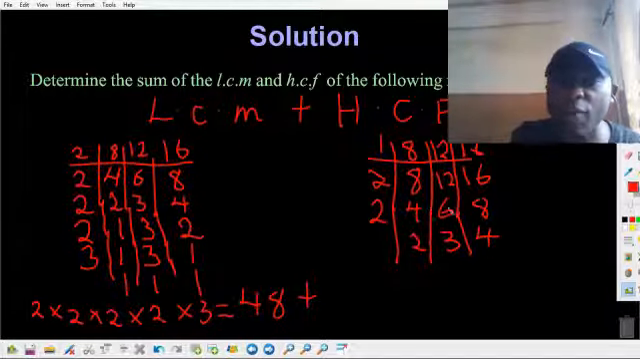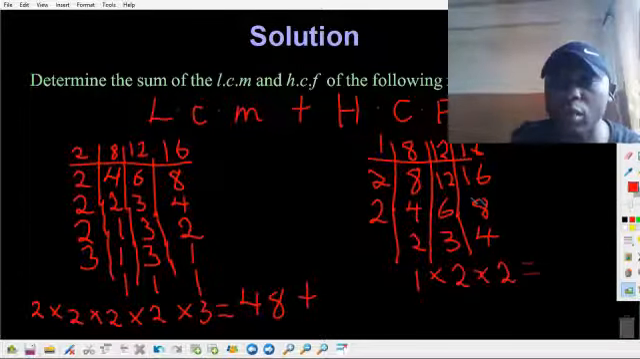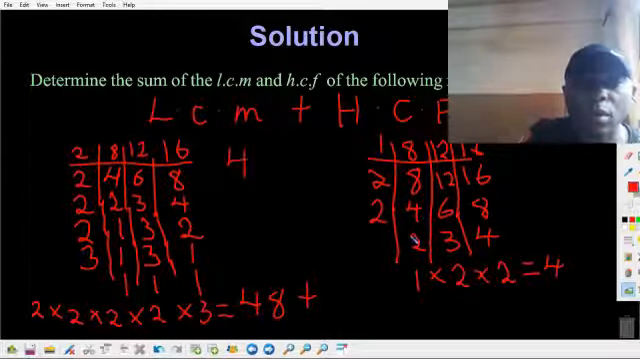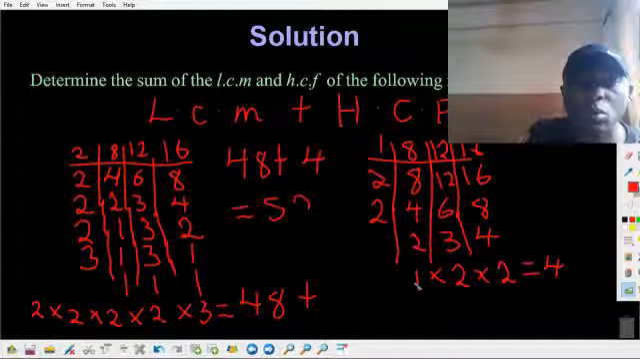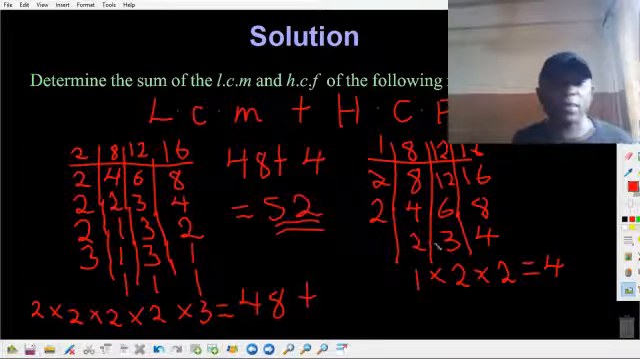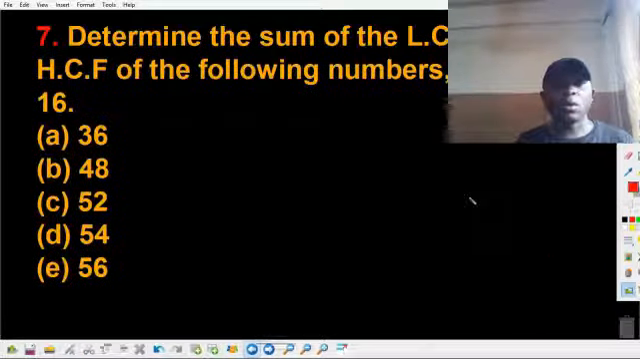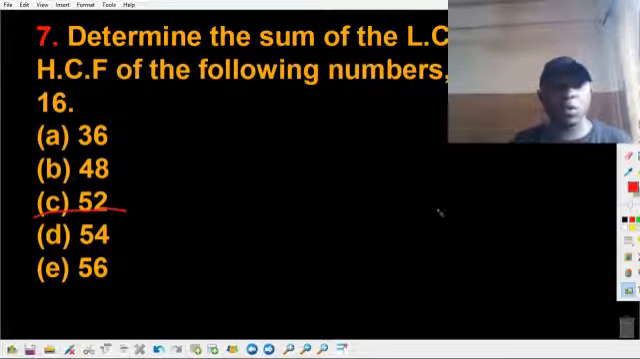Now, since we don't have it, we will multiply our factors. 1 times 2 times 2, and that will give me 4. So we say 48 plus 4, that is equal to 52, right? We have our answer as 52. So what option do we have here? Let's go back to the question. Option C, right? 52.